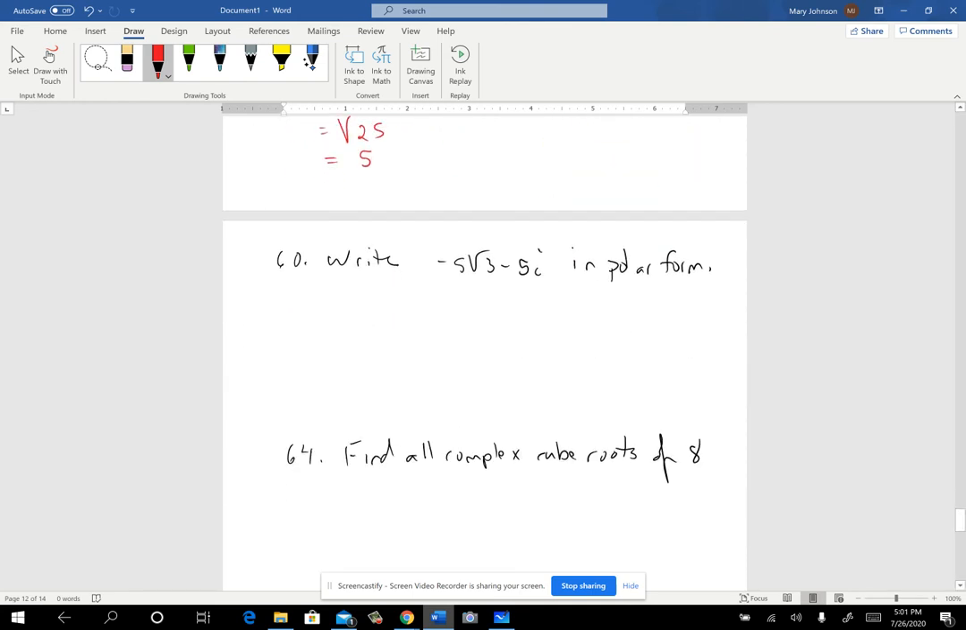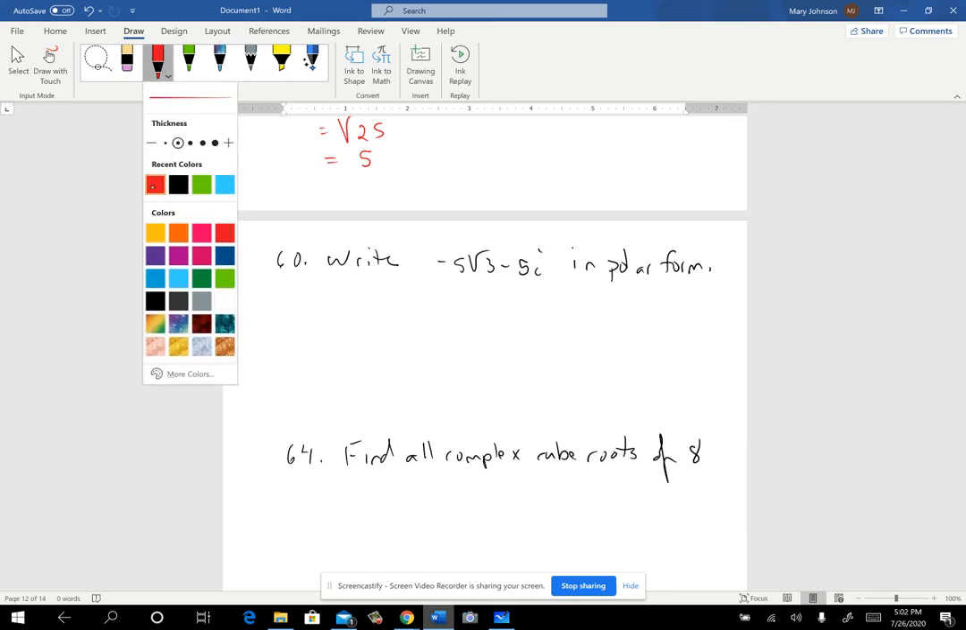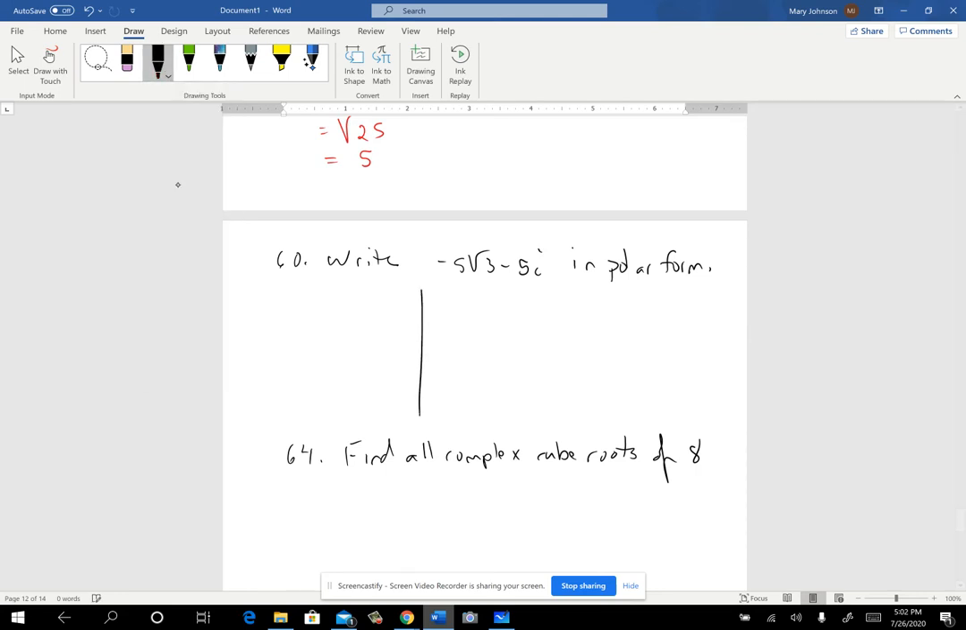Let's go ahead and do 60. 60 is wanting us to write that in polar form. It's a complex number rather than a vector, but it's the same concept. It's just that I'm thinking about this axis as being the real axis, this being the imaginary. Then I'm going to come out -5 square root of 3 and go down 5. So here's the location, and I can think of it like a complex number, or like a point right here.